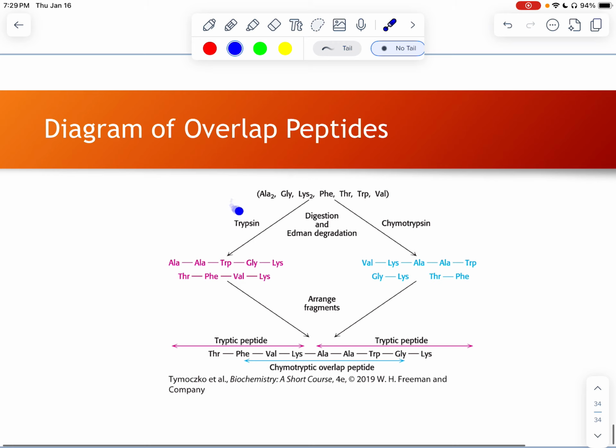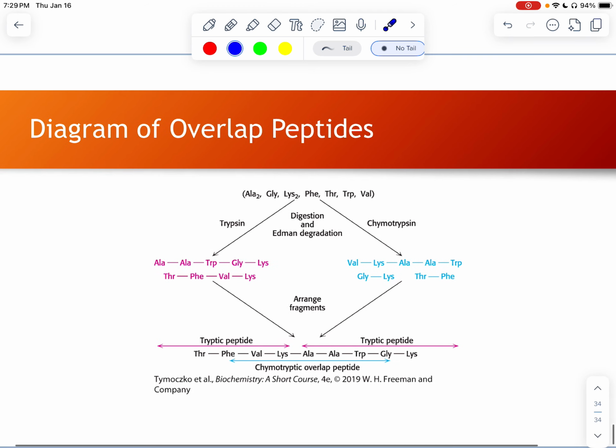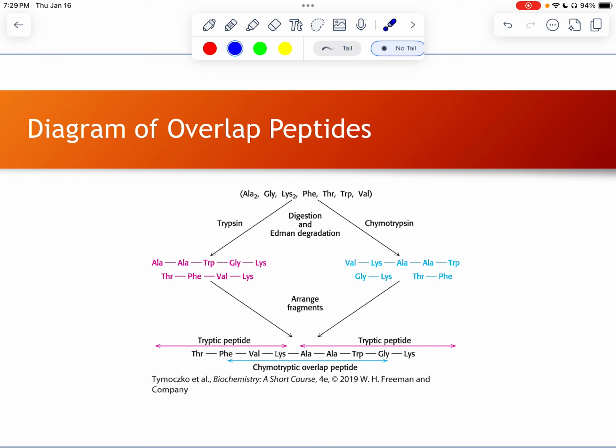I have this long polypeptide. I don't actually know the order of, and that's what I want to figure out. So I am going to treat it in one sample. I've got one sample. I'm going to treat it with trypsin. And when I do that, I end up with these two pieces that then I can use my Edman degradation to figure out the order of these. So that's how I know that this is threonine, phenylalanine, valine, lysine. Now I'm going to take a new sample, and this time instead of trypsin, I'm going to treat it with chymotrypsin. That's going to break it in different places, so I'm going to end up with different fragments.